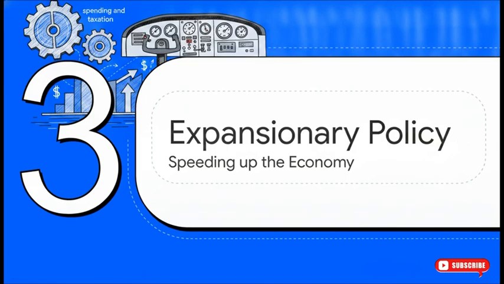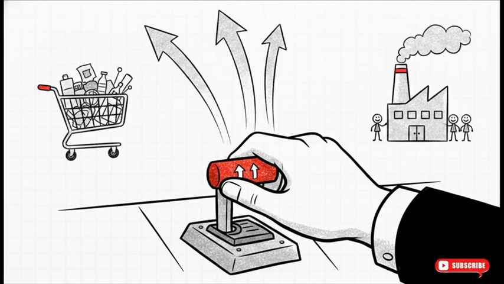Section 3. Expansionary Fiscal Policy. Okay, so now that we fully understand our two levers, spending and taxation, let's look at our very first dynamic action in the control room. Imagine the economy is stalling out or losing altitude, maybe entering a recession. The pilot has to aggressively push the thrust lever forward.